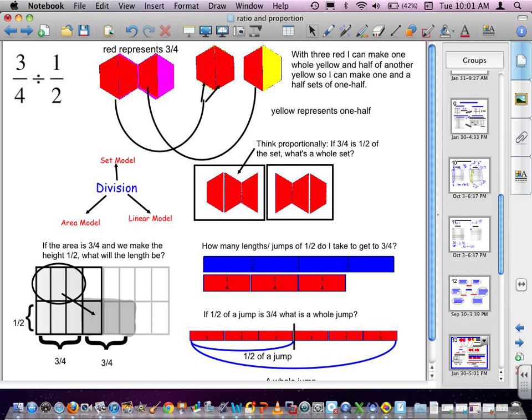But there's another way to think about this. The other way is to think, if 3/4 is half of the set, what's the whole set? And this is using a proportional model. Okay? This is saying that 3/4, because I can write 3/4, well, I can sort of write 3/4.